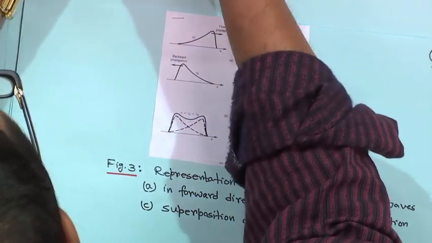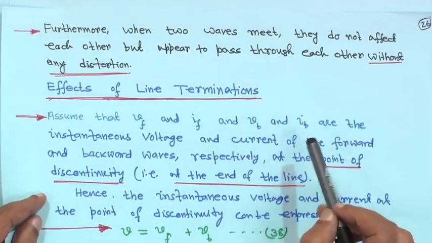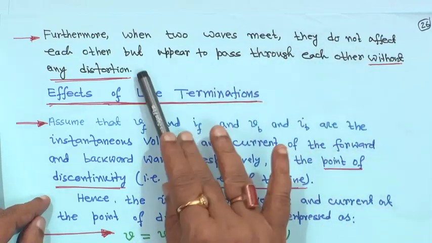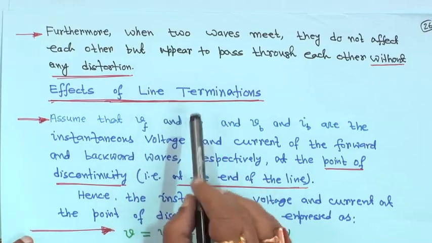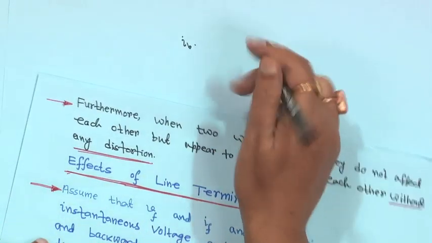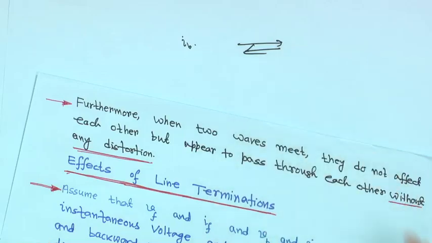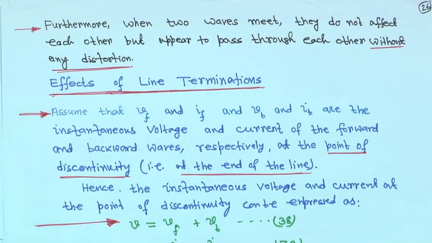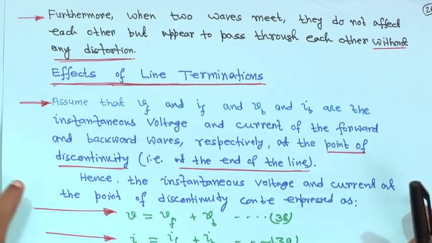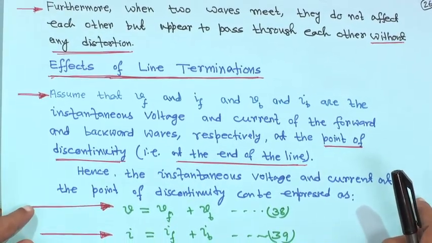Further, when two waves meet, this is very interesting, they do not affect each other. Suppose in the same conductor or cable, one wave is going this way and another is going in the opposite direction. If they both meet, they do not affect each other, but appear to pass through each other without any distortion. This is very interesting.